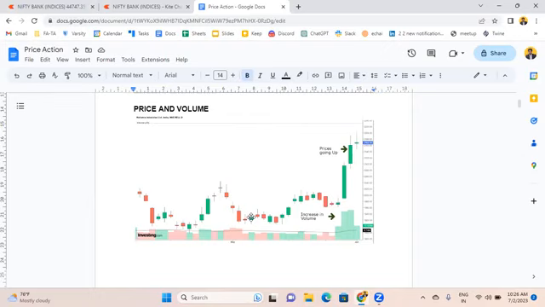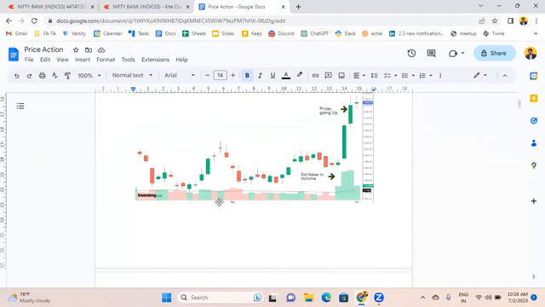Let me put it this way. Let's say the volume of buyers is exponentially more than the volume of the sellers, then eventually the price will tend to move higher. On the other hand, if the volume of the sellers is low as compared to the volume of the buyers, then prices will tend to go down. So this is price and volume.